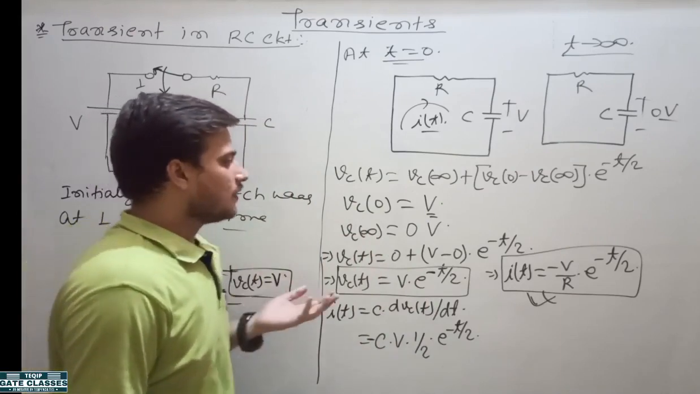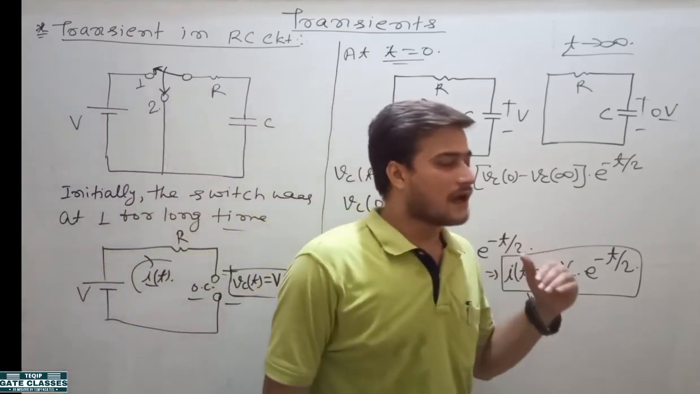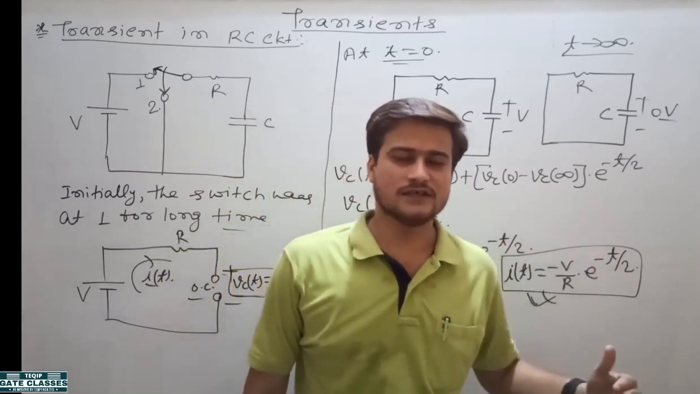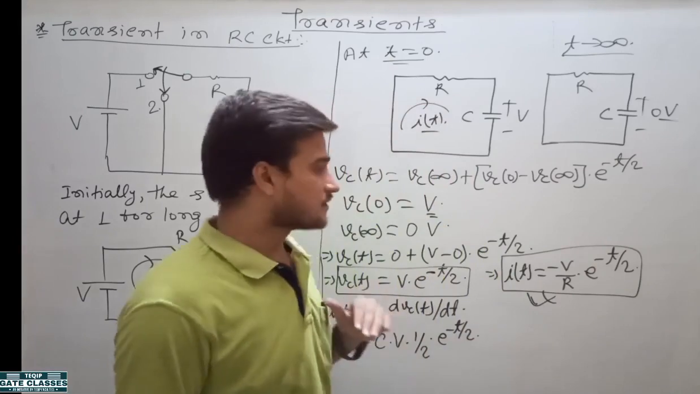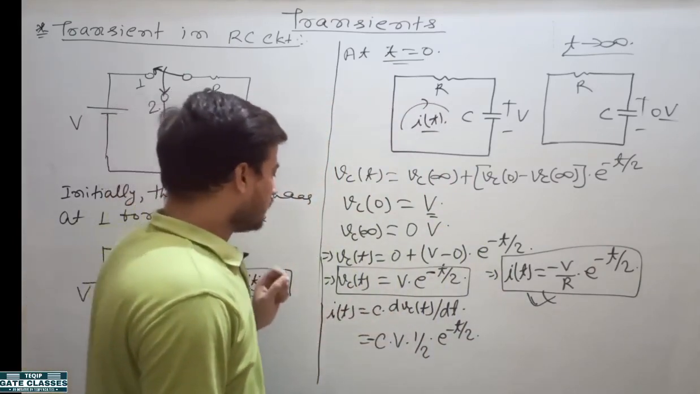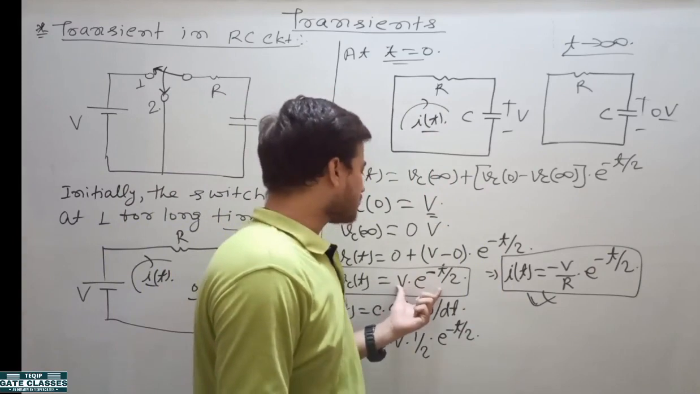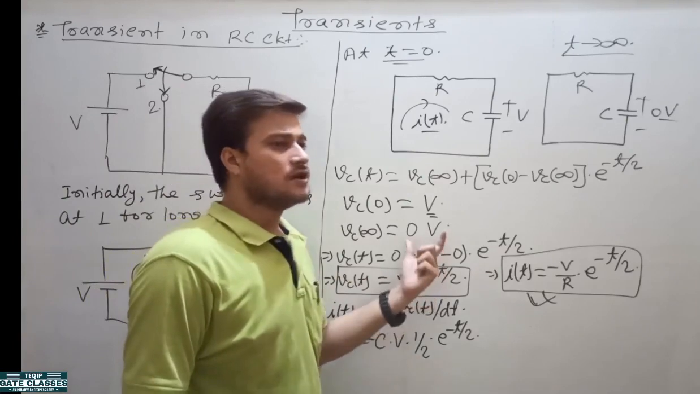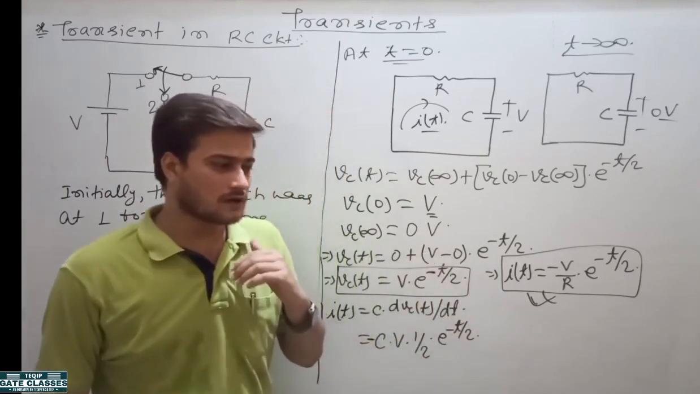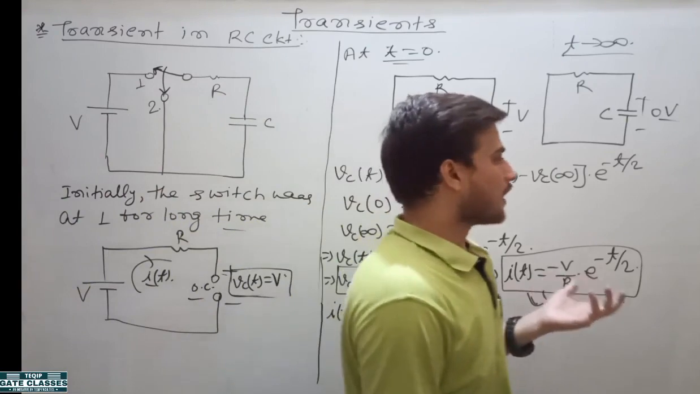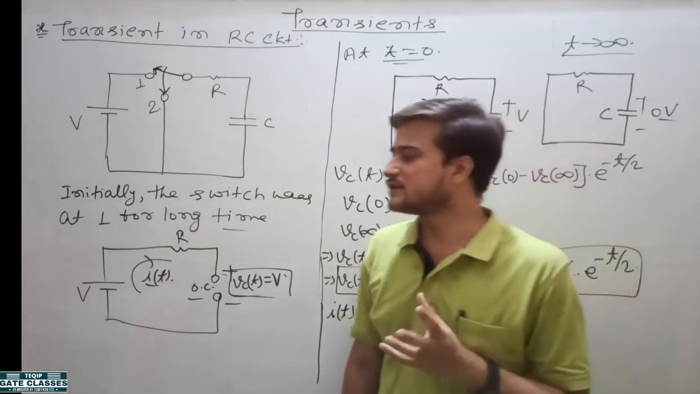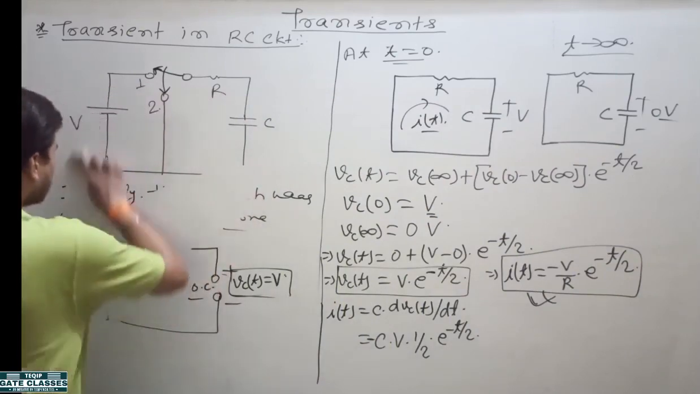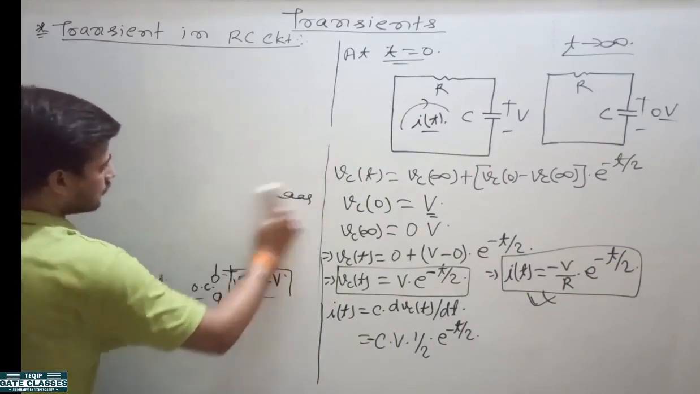So what does it mean? It means the capacitor changes its direction of current while discharging. But as far as the direction of voltage is concerned, the voltage was positive in the first case, and here also the voltage is positive. So the capacitor does not allow the change of direction of voltage, but it will change the direction of current while discharging. So let's write the conclusion.